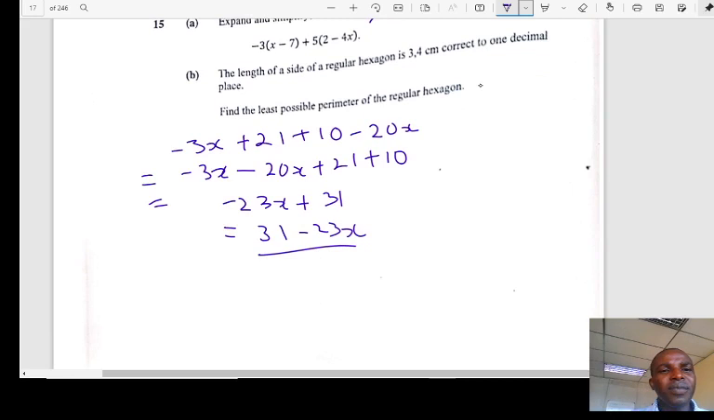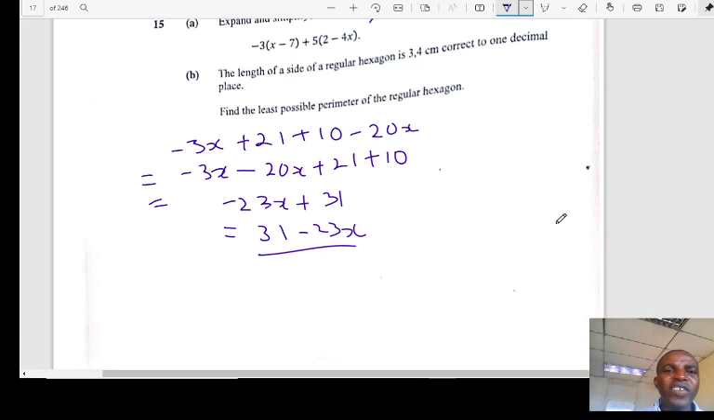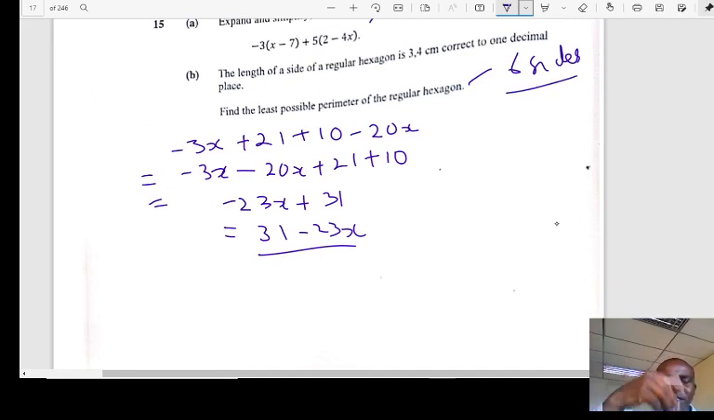Then number 15, the length of a side of a regular hexagon is 3.4 centimeters, correct to 1 decimal place. Find the least possible perimeter of the regular hexagon. Right, so this number 3.4 was rounded off to 1 decimal place. How you work out these things is easy. And take note, it's a hexagon. It means 6 sides. Perimeter, distance right round that shape.